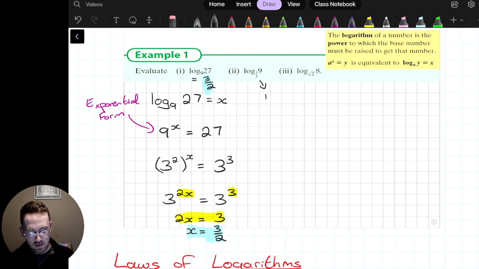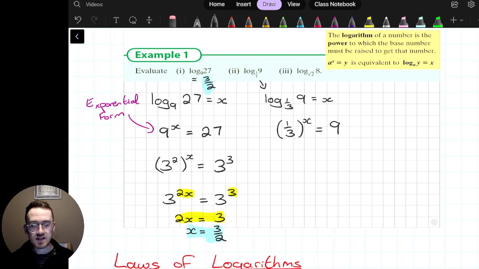Let's apply the same idea to the next one. So log to the base a third of 9, sorry. Again, we'll say it's equal to x. We're saying a third to the power of x is equal to 9. That's what it means. That's how we would say it in our head. If it's to the base a third, we're saying 1/3 to the power of something is equal to 9.